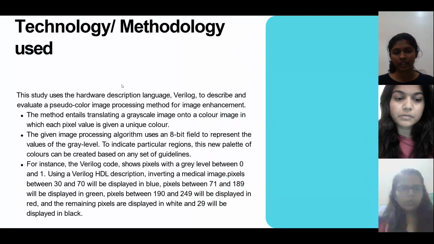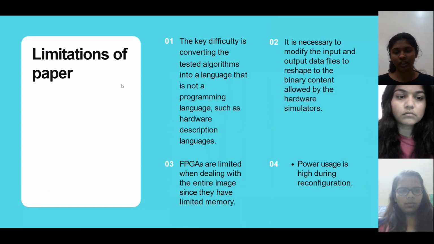Using a Verilog HDL description, when converting a medical image, the pixels between 13 and 70 will be displayed in a blue color. Pixels between 71 and 189 will be displayed in a green color, pixels between 190 and 249 will be displayed in a red color, and the remaining pixels are displayed in white and black. So this is how the methodology is carried out.